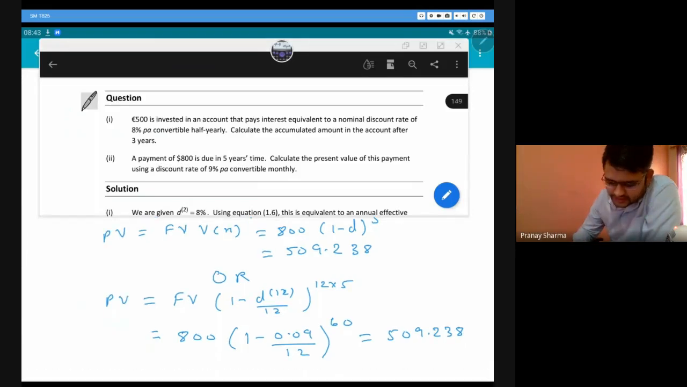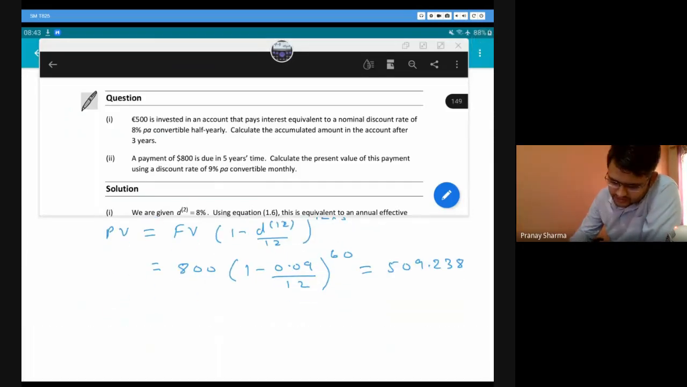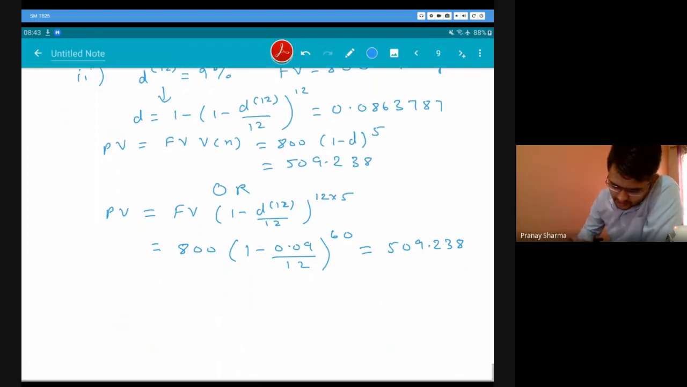So we should get the same answer. Okay, now you should take this into account. We can use discounting factor to accumulate, and we can use accumulation factor for discounting as well. Yeah, I'll explain that in a minute.